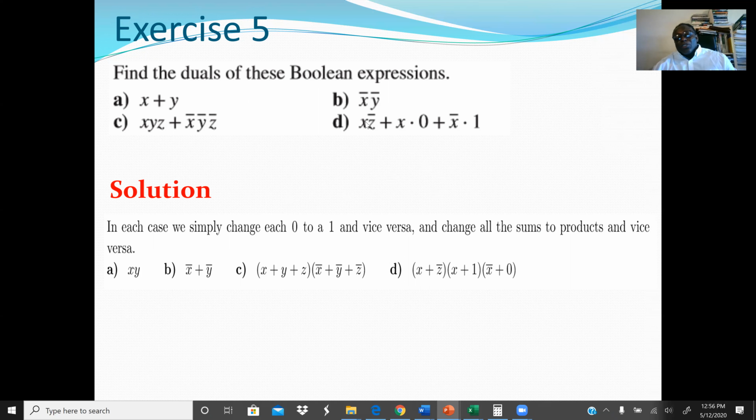And the last one, since I have S times Z invert, then it will be S plus Z invert. Since this is addition, it will become multiplication. And then we get S plus 1. We change this to plus, and this is to 0, 1. And then S invert, this is multiplication, become plus, then 1 becomes 0.